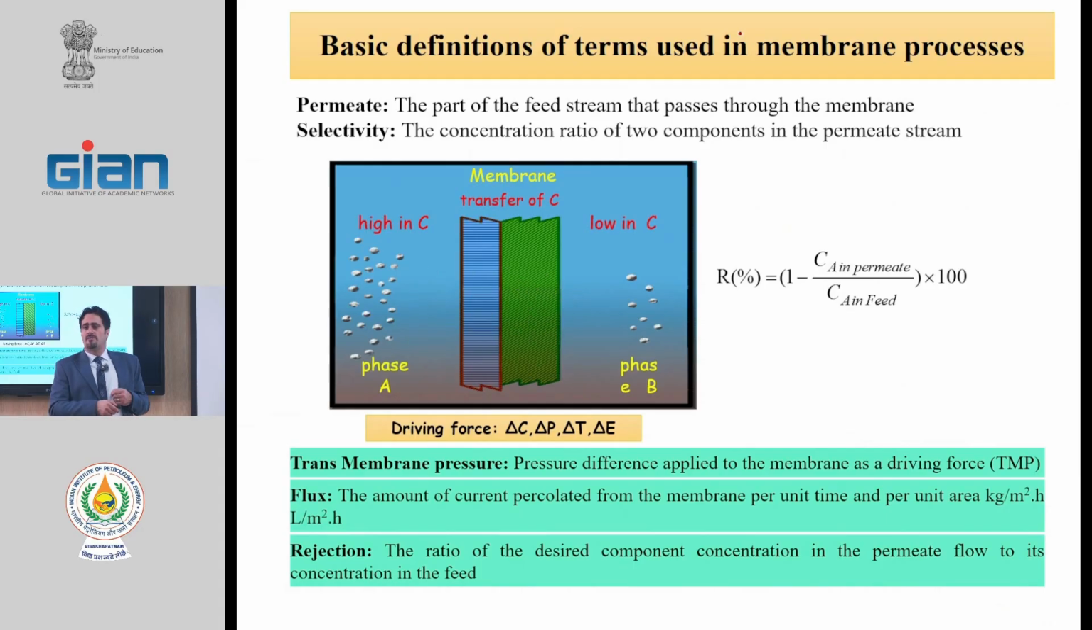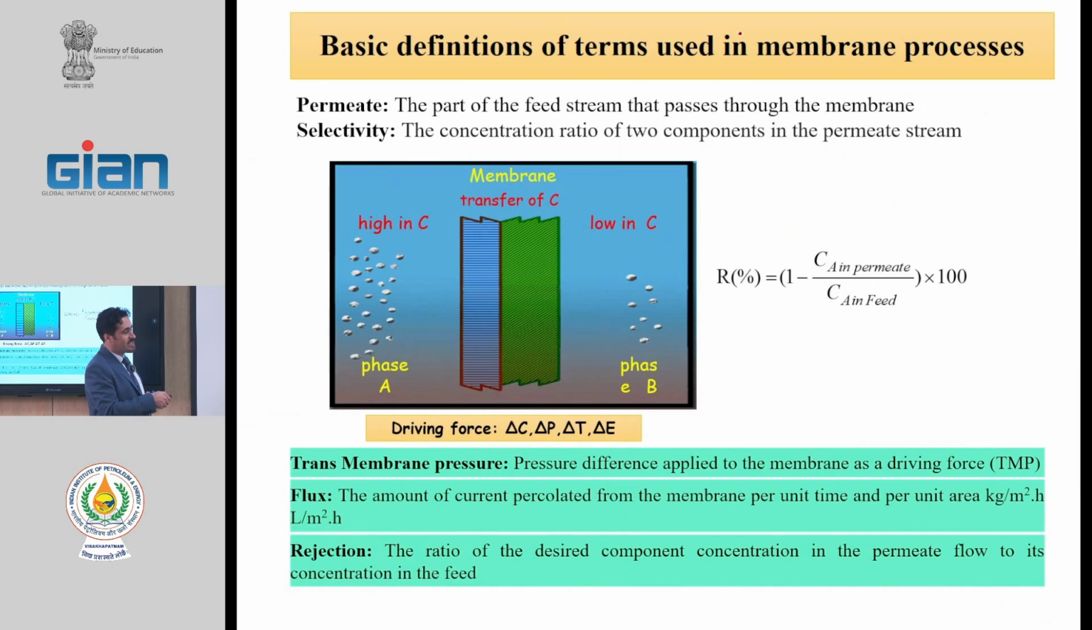For passing of the permeate through the membrane, we need a driving force, a force that pulls the solutes past the membrane. We generally have 4 driving forces: difference in concentration, difference in pressure, difference in temperature, and difference in potential. Difference in pressure means we must have higher pressure on the feed side than the permeate side.